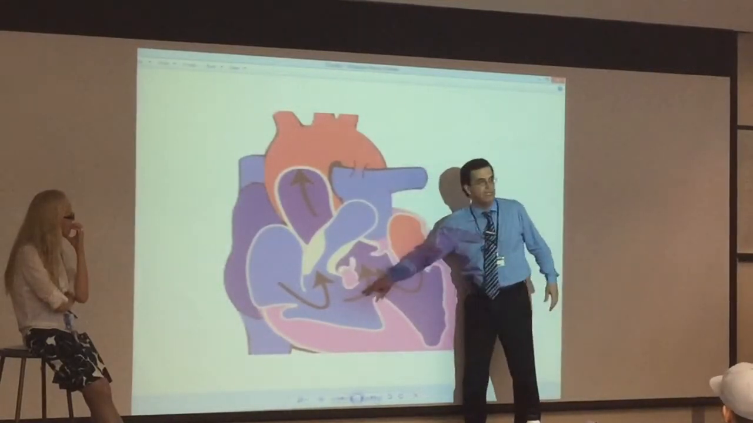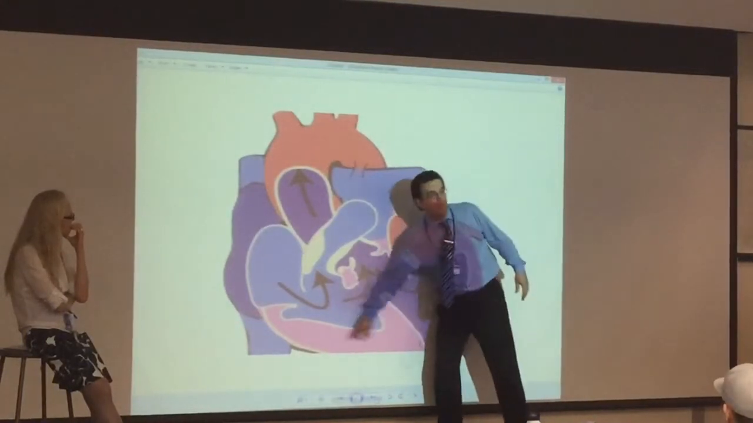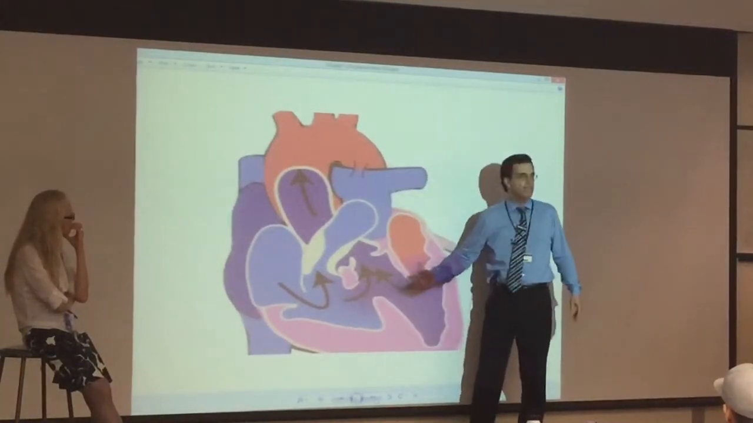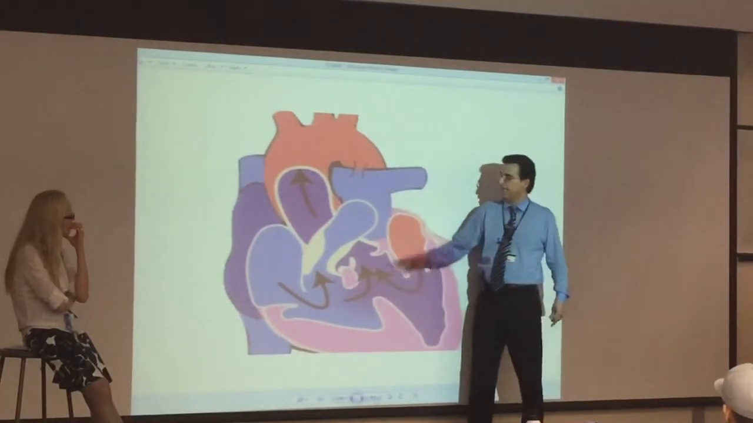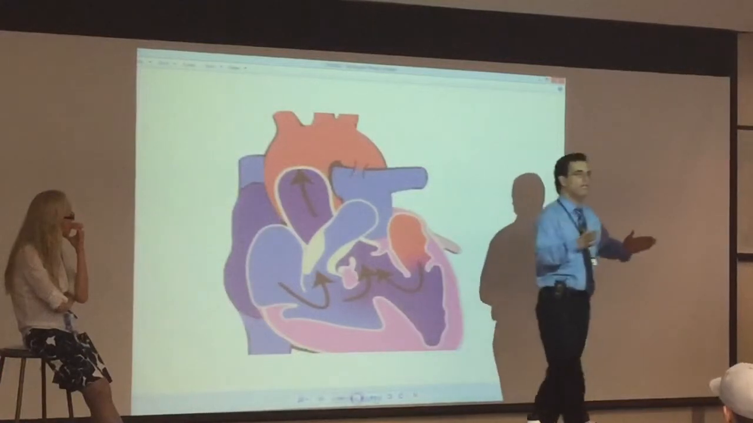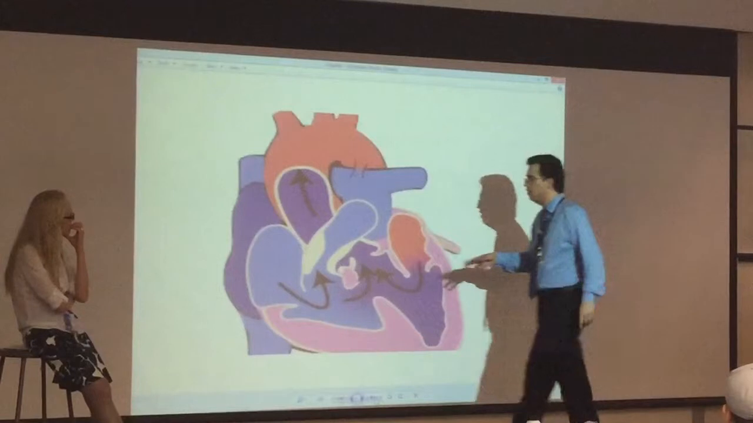Then another component is a VSD. You have this large VSD. Then you have hypertrophy of the right ventricle, and that makes sense because it's pushing a lot of blood, so you have this right to left shunt. And what you have is this aorta sitting at the top of the VSD, which we call overriding.